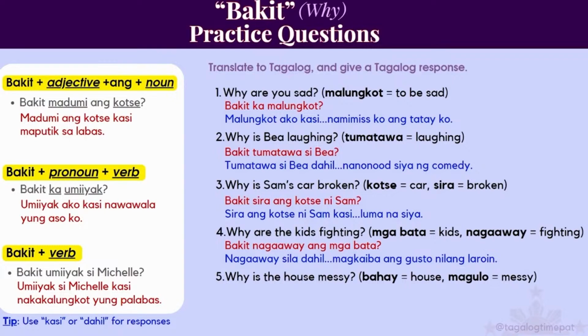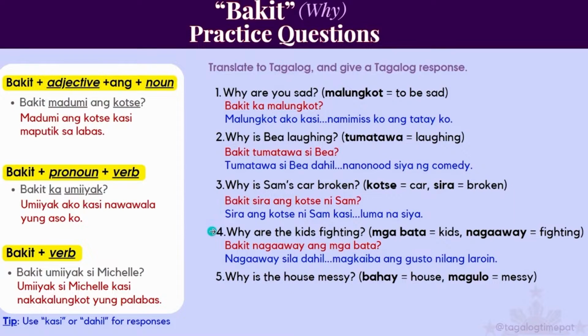Nag-aaway sila dahil. And remember, you could have said kasi. So it's interchangeable. You'll see in my answer, sometimes I use kasi, sometimes I use dahil. Magkaiba means different. Ang means is. Gusto is to like. Nilang laruin. They are playing. They want to play with different things.